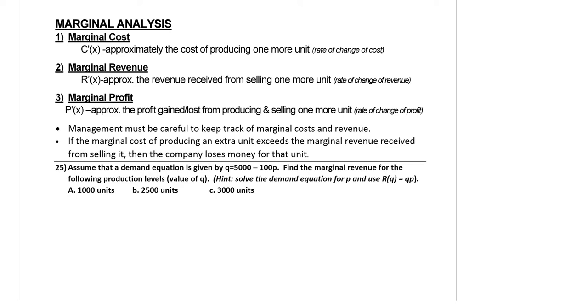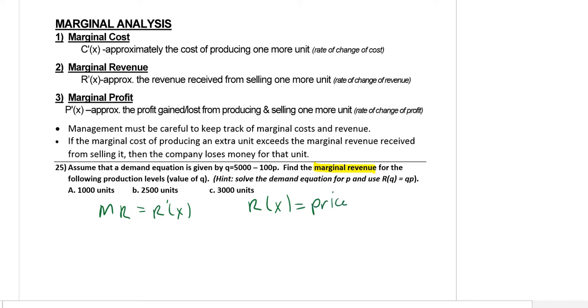So reading number 25, assume that the demand function is given by Q is equal to 5,000 minus 100p. Find the marginal revenue. So this is a review back from test 1. Remember, marginal revenue would be taking the derivative of the revenue function, but we need the revenue function. It's not given to us right now. Revenue function is defined to be price times quantity.